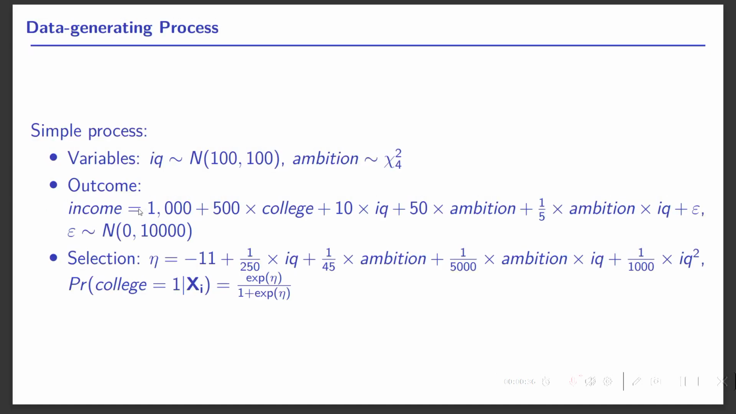The first process is the simple process. We have 2 independent variables beside going to college, namely IQ and an ambition score. The process that generates the income is relatively linear, although we have a minor interaction term between ambition and IQ here. The equation to determine selection into college is also relatively linear and determined by a logit model. Note that here, IQ and ambition determine both the selection and the outcome.